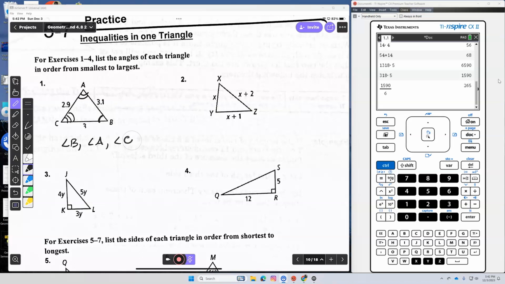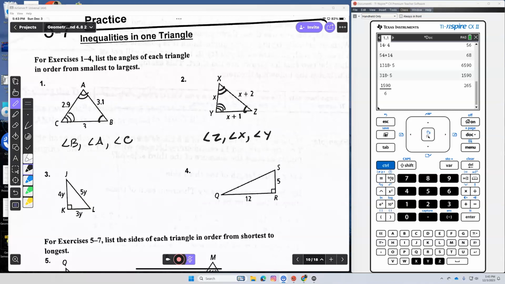angle A, angle C. Now you might say, well, how do I know which is the longest since this is X? Well, X is going to be the shortest, and then these two are going to be longer because you're adding 1. So the longest side is XZ, so Y is going to be the largest angle. X plus 1 is the next longest side, so X is going to be the next largest angle. And then the smallest is Z. So angle Z is the smallest, angle X is the next largest, and then the largest angle is angle Y.